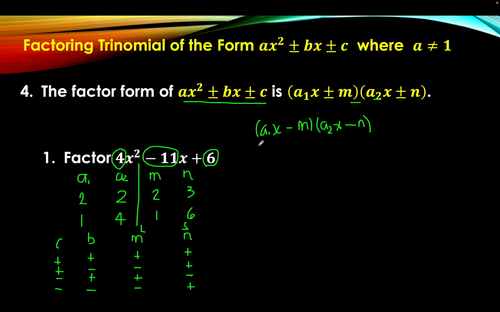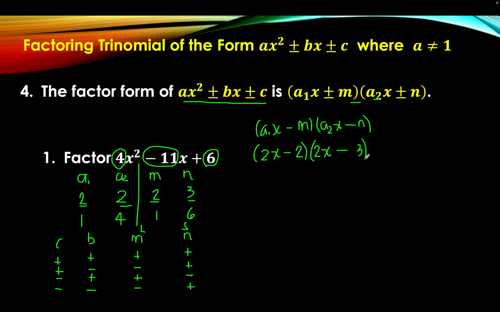So we have here a sub 1 is 2, and x minus, our a sub 2 is 2, times the quantity x minus 3. After forming the factors, we're going to verify whether it gives negative 11 as the middle term of our trinomial. I think there's no need to check the first and the last terms anymore, since on the onset, the pairs of integers we used are factors of both a and c.